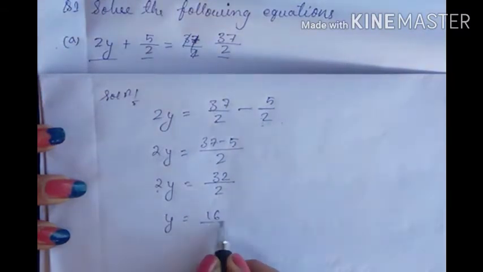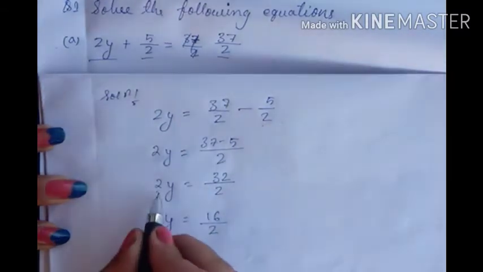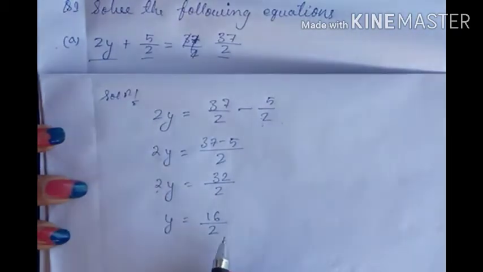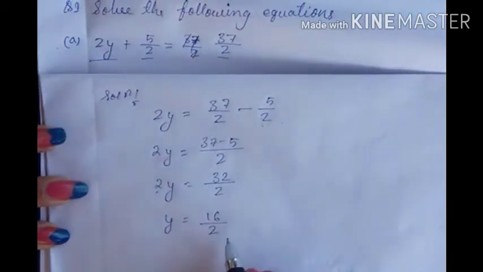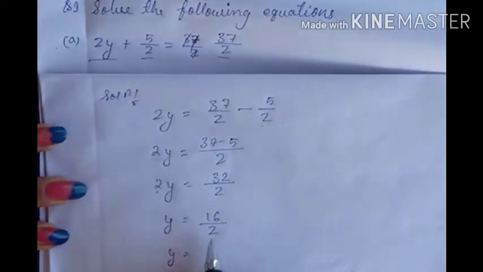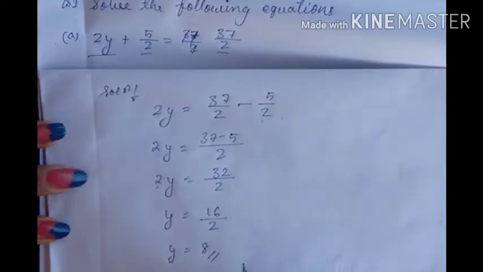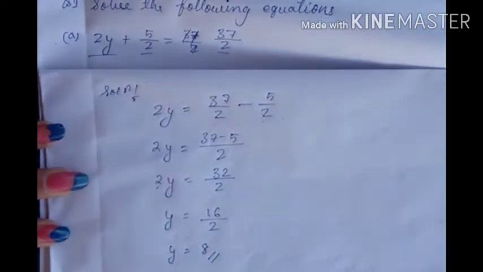Now again this 2 is also remaining, so this 2 we have to transpose to the right hand side. If you transpose here, it will become divide. Why? Because here it is multiply, so if you transpose to the right hand side, it will become divide. Now y equal to 16 divide 2, what is the value? 8, isn't it? So what is the value of y? The value of y we got is 8.